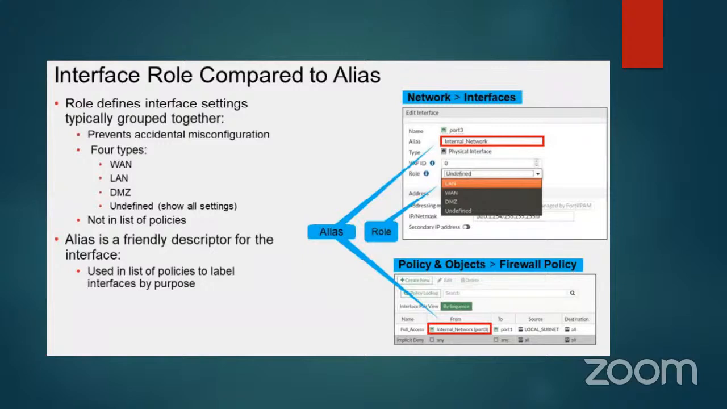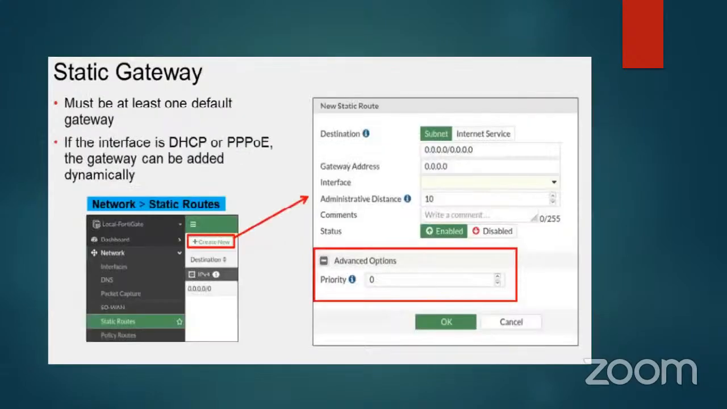If I am creating port 3 and making it LAN, and then I'm having port 4 and putting it as DMZ, I'll have to create a policy from port 3 to port 4. The traffic won't work otherwise. Okay. Now, static gateway.